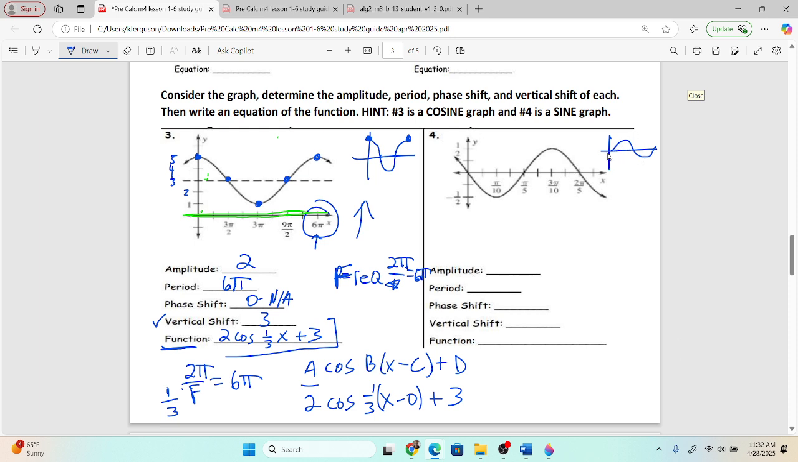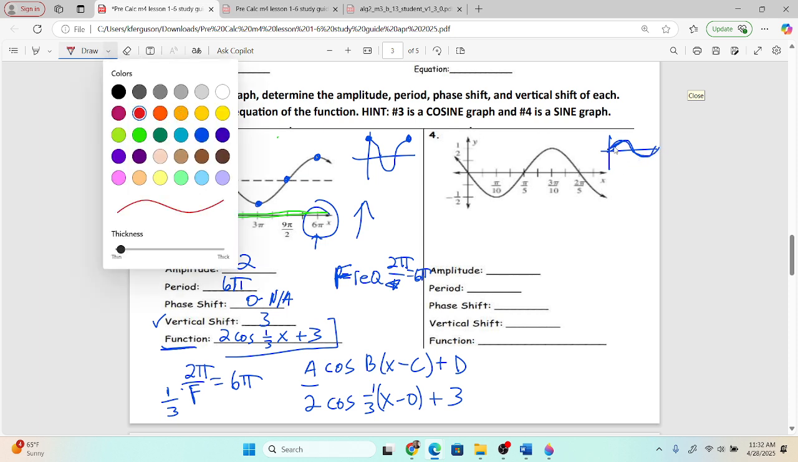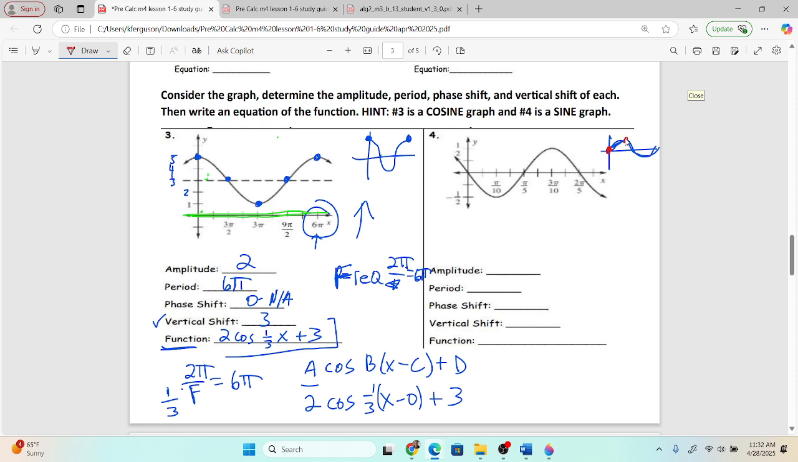Look at what it's supposed to look like. It's supposed to start at the midline, hit the high point, hit the midline, hit the low point, hit the midline. What is it doing here that should tell you something right off the bat? And not shift it down, because this is what it's supposed to look like. It's supposed to go here, here, here, here, and there. It's backwards, or it's a reflection.